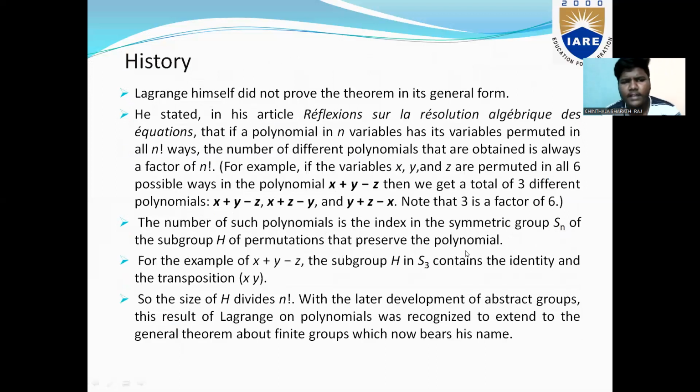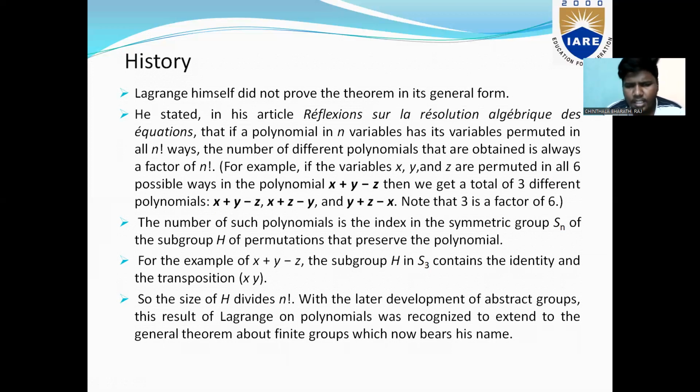Now, the history of Lagrange's theorem. Lagrange himself did not prove the theorem in general form. He stated in his article, reflections on the algebraic resolution of equations, that if a polynomial in n variables has its variables permuted in all n factorial ways, the number of different polynomials that are obtained is always a factor of n factorial.